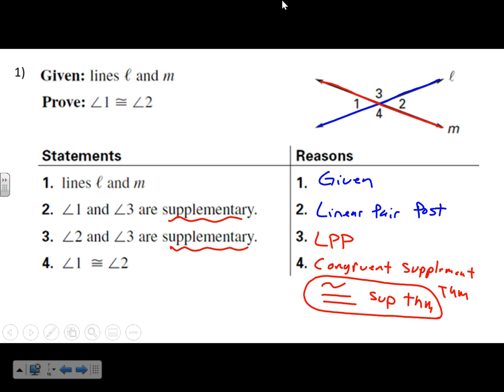Honestly, if you had one like this on the test where you did just put vertical angles, I give you credit for that because technically that does mean they're congruent. So I can live with that as long as you put that as your reasoning.